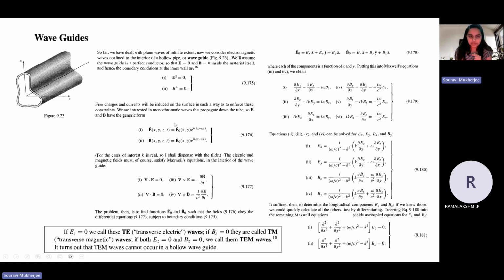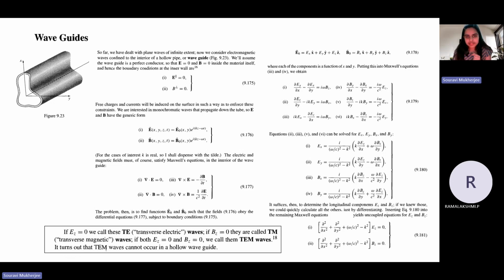So now if we consider this E and B, these are vector quantities, right? So they can have components in all three directions. So you can write E as Ex x cap plus Ey j cap plus Ez k cap. Similarly, you can write B as Bx x cap plus By j cap plus Bz k cap, right? Now, there can be different conditions as we will be able to see.